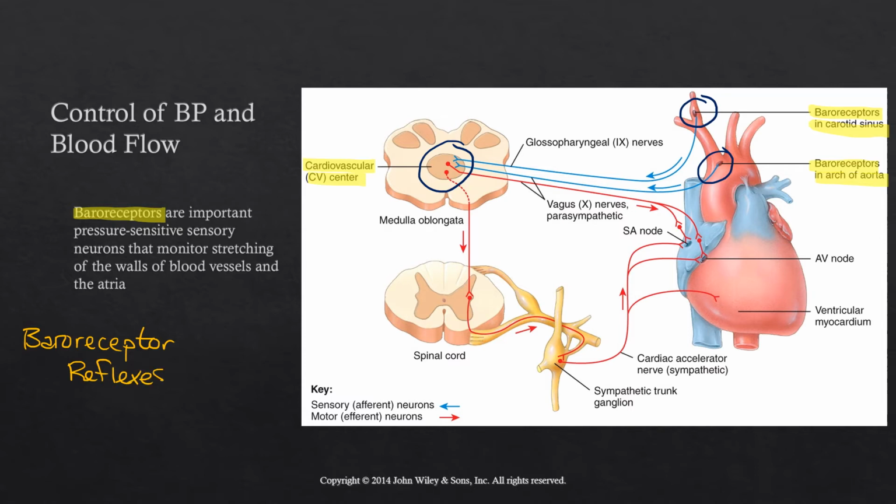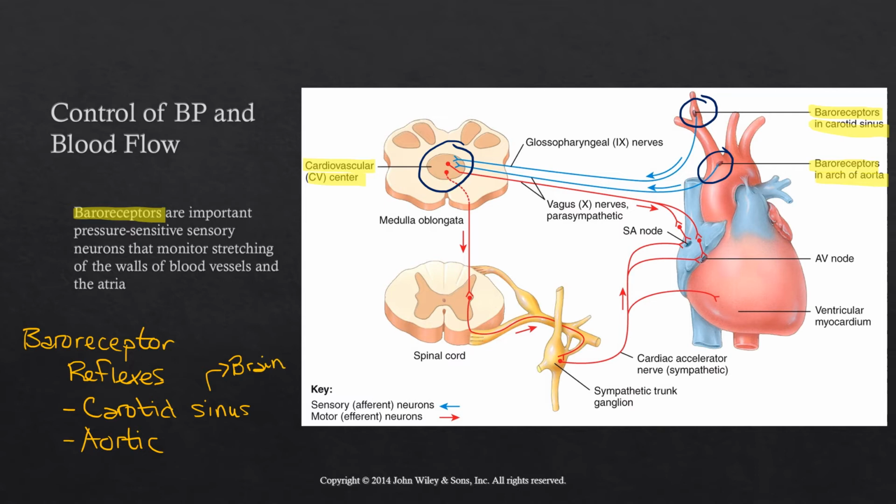Now the two most important baroreceptor reflexes are going to be the carotid sinus reflex and the aortic reflex. So baroreceptors in the wall of the carotid sinuses, these are the actual nerves or sensory receptors that are going to initiate the carotid sinus reflex. And this is working to help regulate blood pressure in the brain.